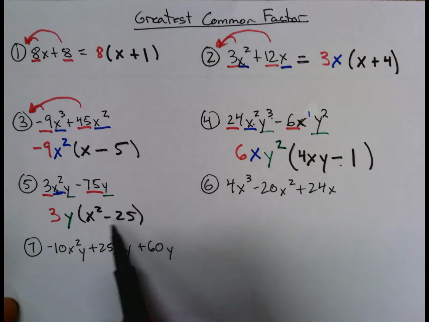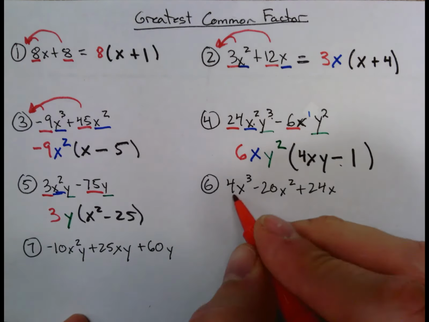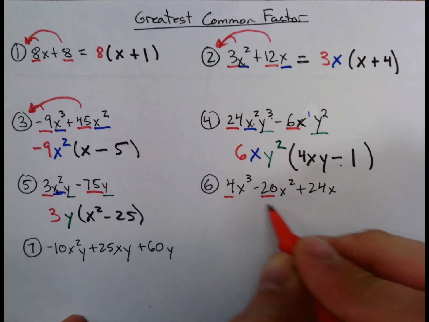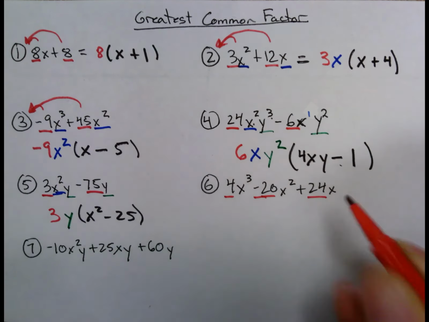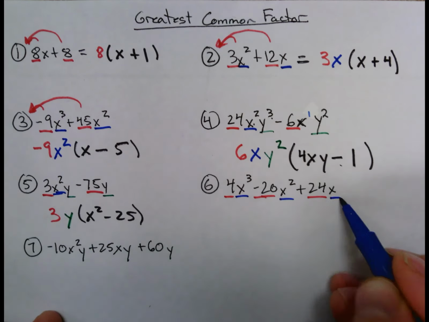X squared minus 25 can be factored more, so you're going to have to come back and look at that later. Let's continue with our greatest common factor work, though. As I take a look at this one, now I have a trinomial, so I have 3 terms. Same ideas apply. Take a look at your numbers, so 4, negative 20, and a positive 24. And then I have x cubed, x squared, and x.